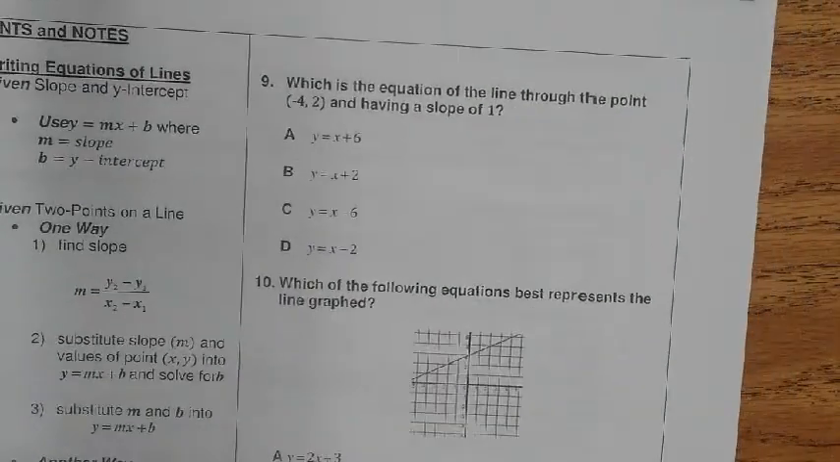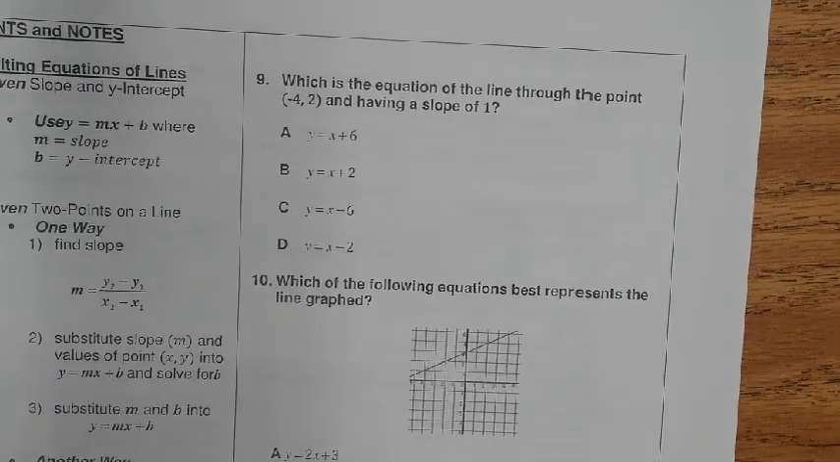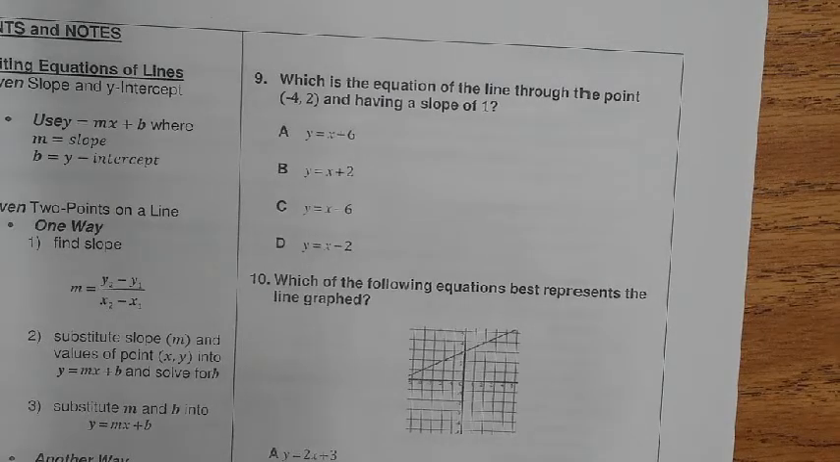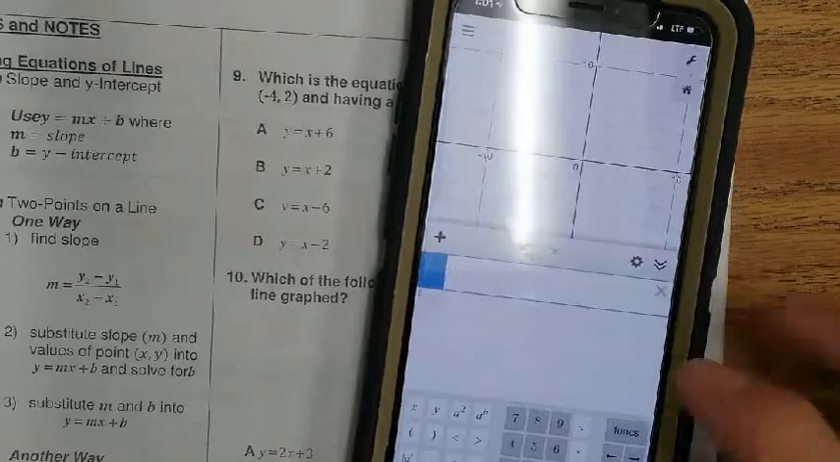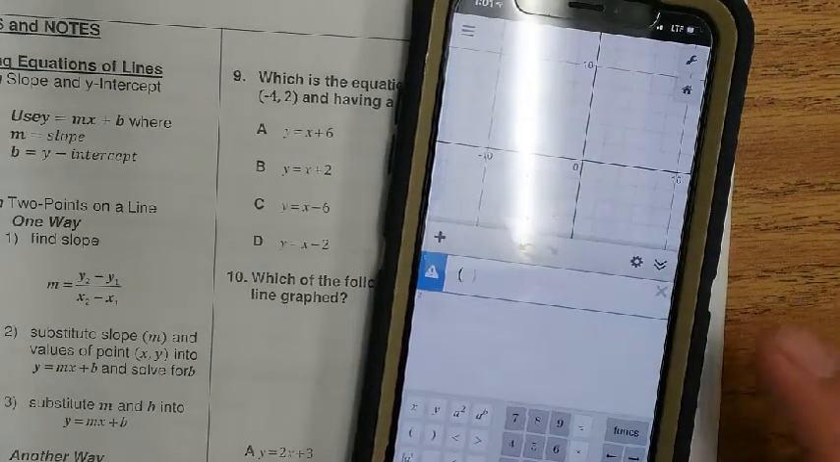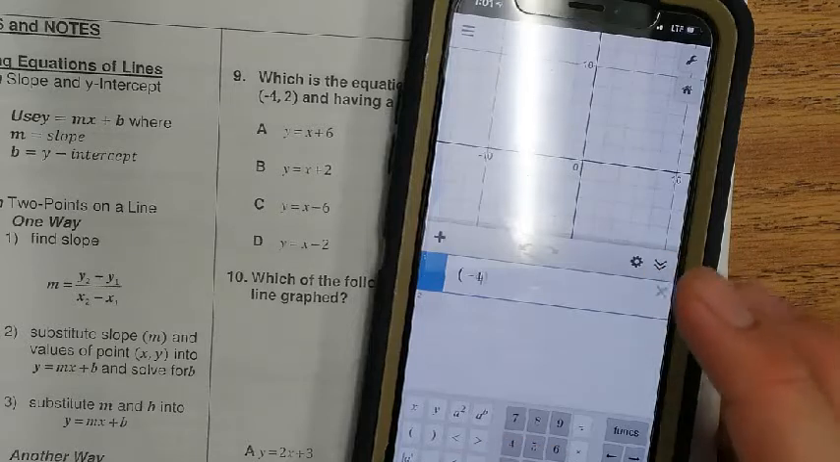All right, number 9. That one you just type in each equation, and actually there's even an easier thing you could do with this. Type in the ordered pair. So we have negative 4, 2.